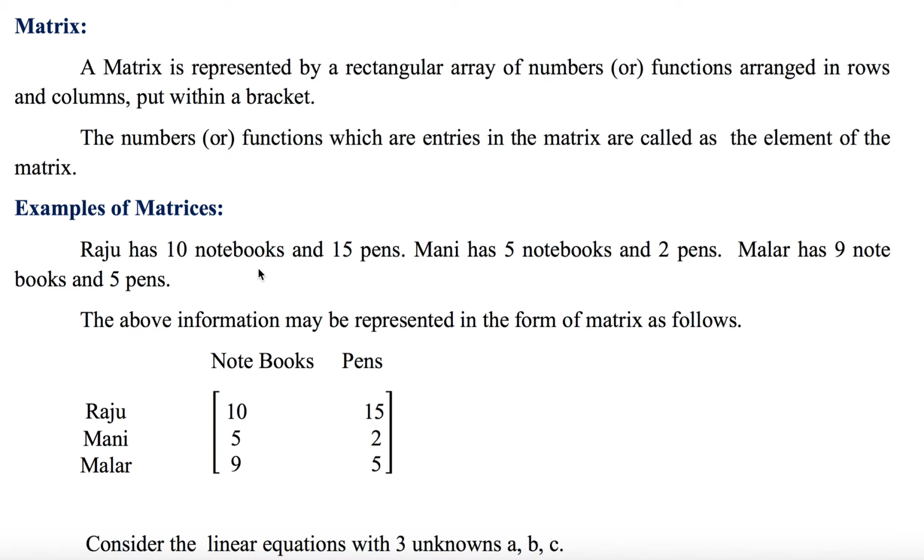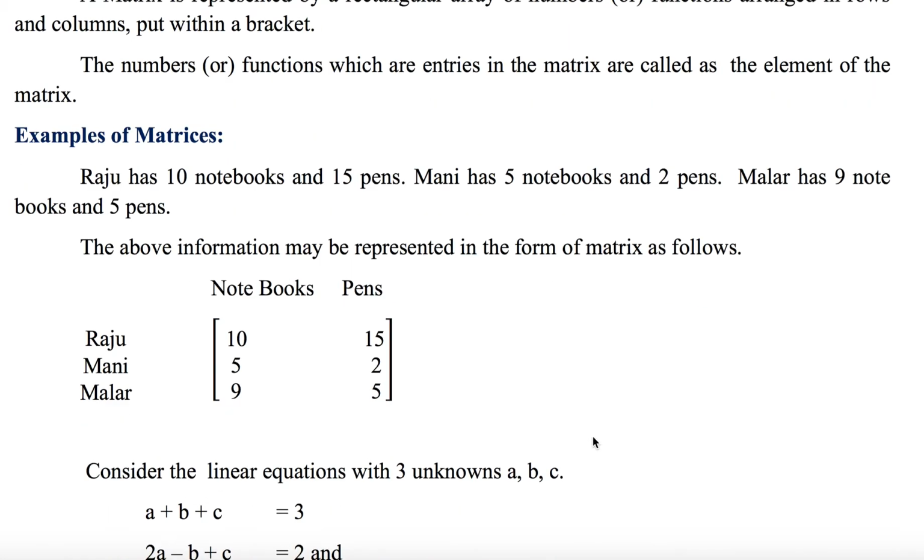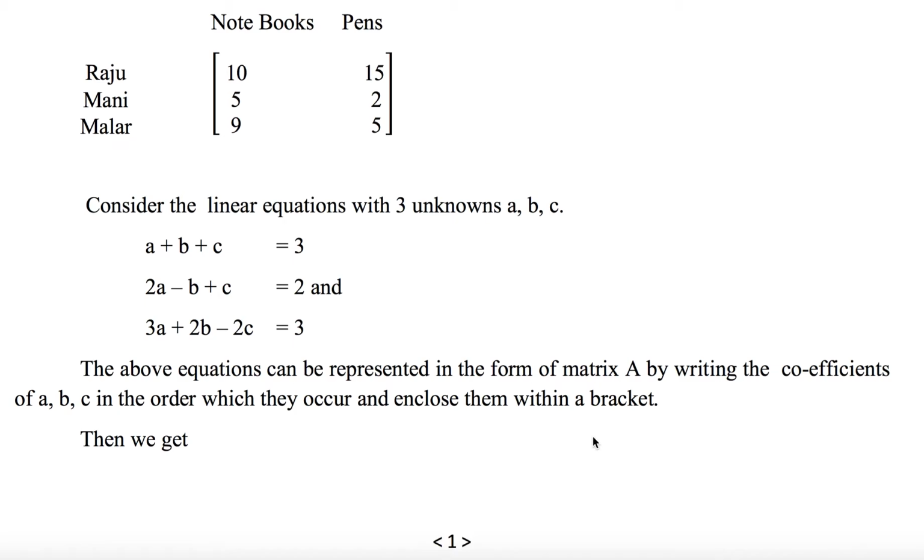Raju has 10 notebooks and 15 pens. Mani has 5 notebooks and 2 pens. Mother has 9 notebooks and 5 pens. So the above information can be represented in a condensed form in a matrix as follows. Notebooks as the first column, pens as the second column, and the persons as rows: Raju, Mani, Malar. Raju has 10 notebooks, 15 pens. Mani, 5 notebooks, 2 pens. Malar, 9 notebooks and 2 pens. That's how we got the matrix.